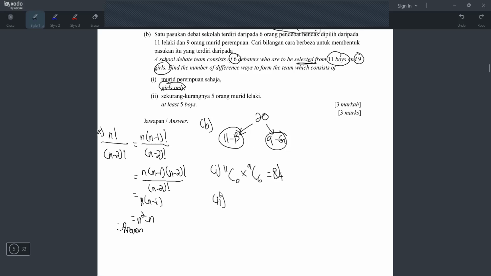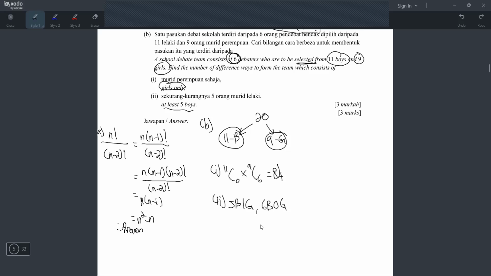Okay, let's do question number 2. At least 5 boys. Let's list down the options first. If at least 5 boys, it means it has to be 5 boys or more than 5 boys. That's what it means by at least. So it's either 5 boys, but to make up 6, you have to add 1, so 5 boys and 1 girl, or it can be 6 boys and 0 girl. It cannot be 7 boys because it's not possible, as it only consists of 6 in total. So it's either this or this.